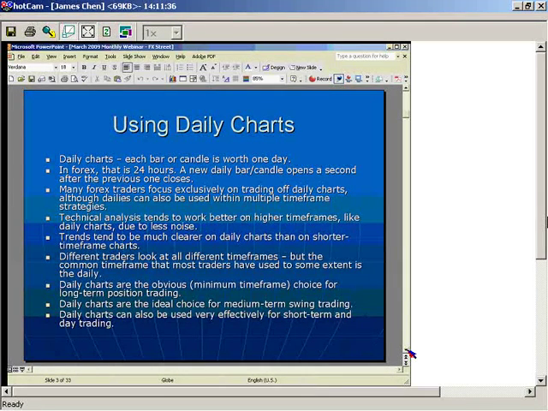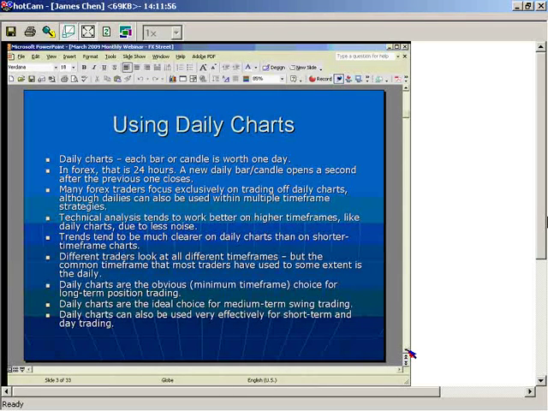Now, last but not least, in terms of short-term and day trading, many people are not aware that the daily charts are very effective for this type of trading. Most people will go down to much shorter time frame charts. I'm going to show you today how I approach short-term trading using daily charts.